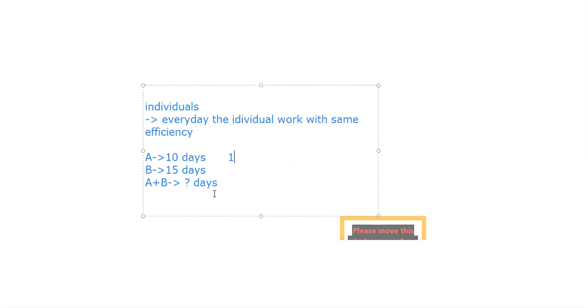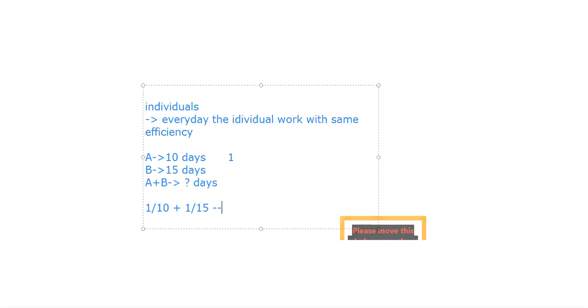Okay, so which means A eats 1 chocolate in 10 days. Let me put it that way. So every day he will eat 0.1 chocolate, which is nothing but 1 upon 10. And B will eat 1 upon 15 chocolates, which is 0.6666. Correct. So 15 chocolate. Now what you will do?